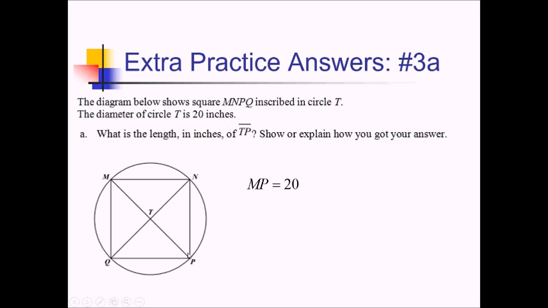TP is going to be half of that. And we know it's half of that because with a square, the diagonals bisect each other, because a square is a type of rhombus, and in a rhombus, the diagonals bisect each other. So that means TP is half of that 20, which is going to be 10, and that is in units of inches.